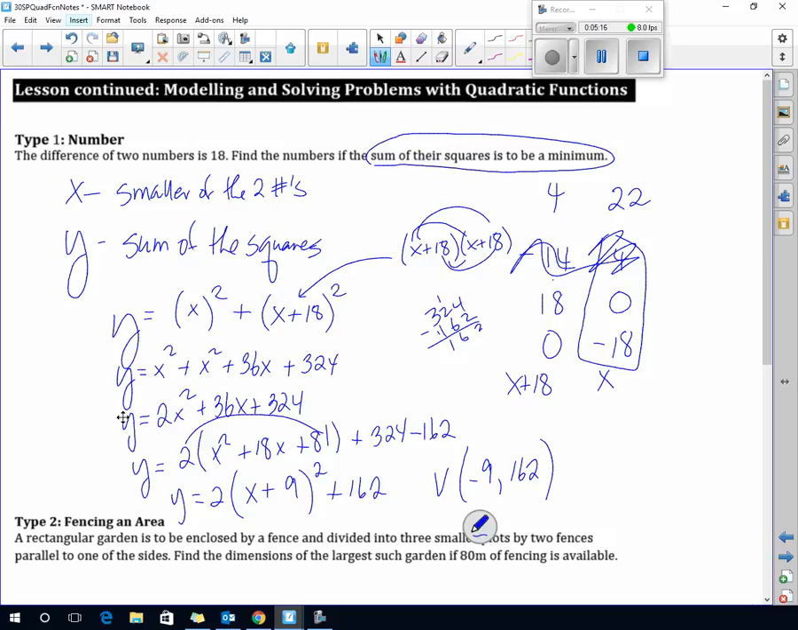And how did I figure out the second number? X plus 18. The second number was x plus 18, so it's -9 plus 18, and that's 9. And you'll find, if you do enough of these questions, a lot of the answers for a lot of the things with area and things are squares. Like 9 times 9. Okay? Fencing an area. Do you want to try this one?